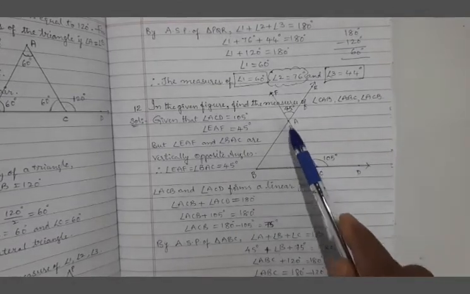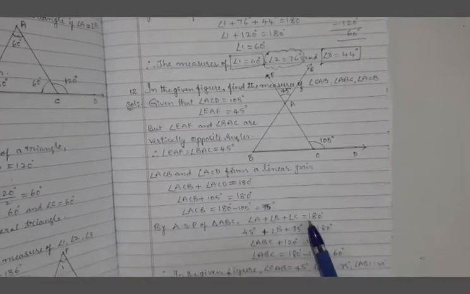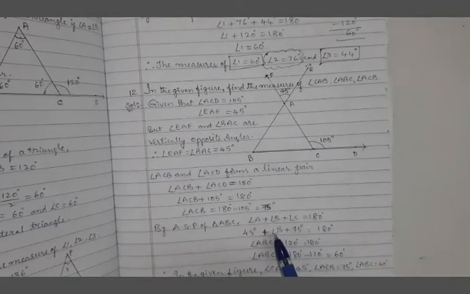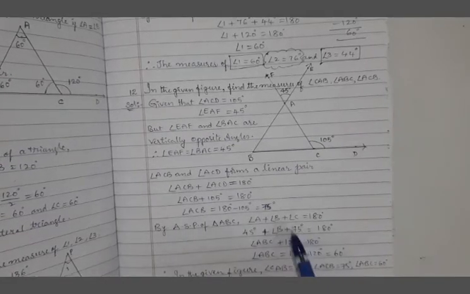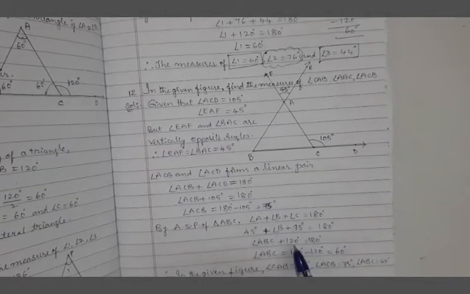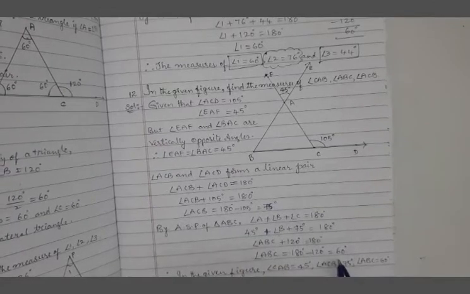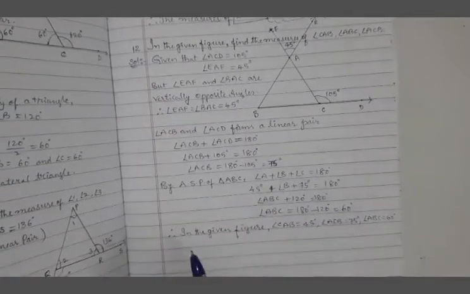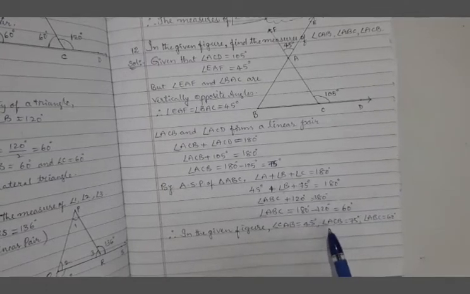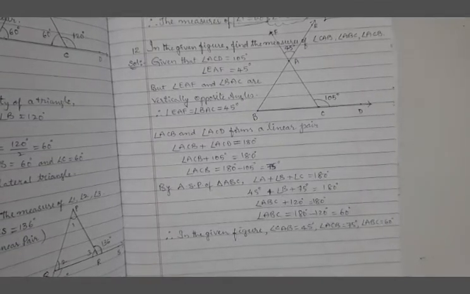Then by applying the angle sum property of triangle ABC, the total is equal to 180 degrees. Angle A is 45 degrees by vertically opposite angles. Angle B we have to find now. Angle C is 75 degrees by linear pair. So 45 plus 75 is 120. Angle ABC is equal to 180 minus 120, which is 60 degrees. Therefore, in the given figure, angle CAB is 45 degrees, angle ACB is 75 degrees, angle ABC is 60 degrees.